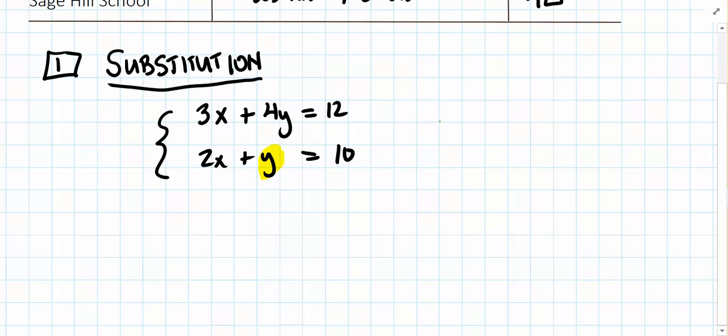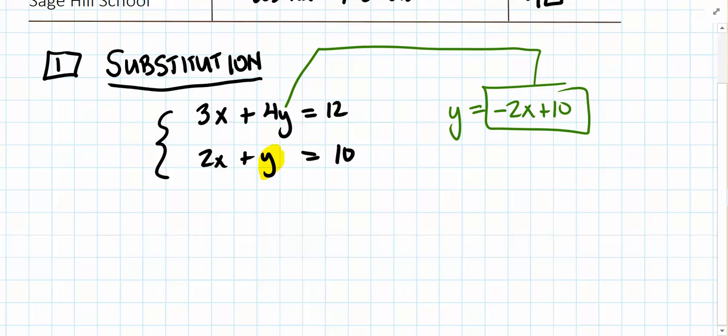So what we're going to do is we can say, well, then y must be equal to negative 2x plus 10 if I isolate y. Do you guys agree with that? Okay, good. The cool thing is you take that information and you drop it right there in the other equation. So you're basically substituting one for the other, just like a person in a football game, right? One comes in, one goes out. Substitution. We're putting one in for the other.